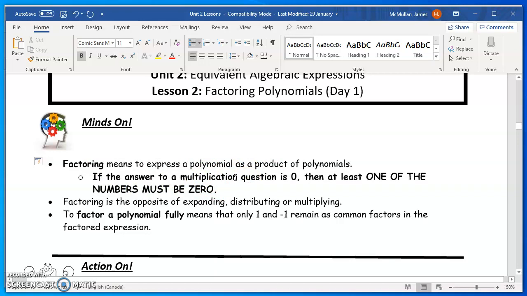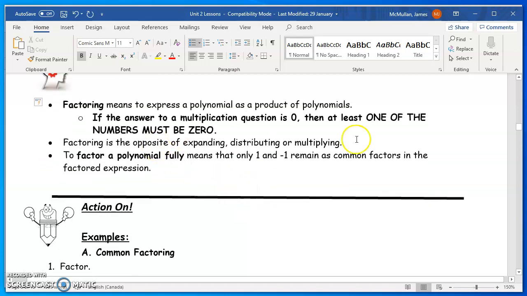When we want to set it to 0, which we do very often, it's easy to tell when a multiplication is 0. There's only one way for a multiplication to be 0: one of the factors is 0. On the other hand, when you're adding stuff, there are many ways for adding things to be 0. So this is why factoring is useful.